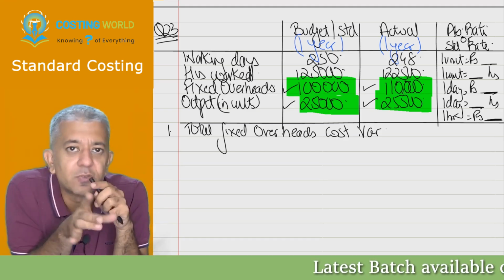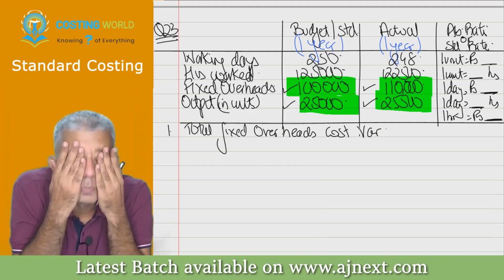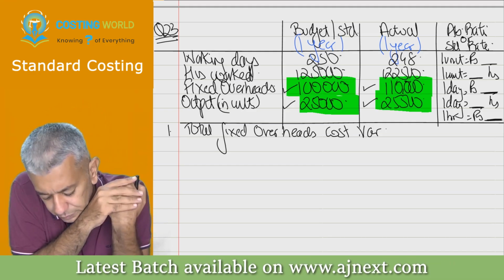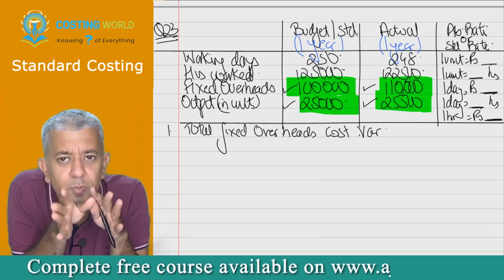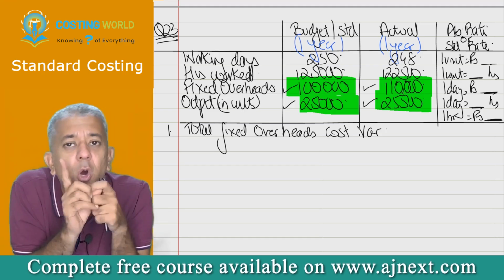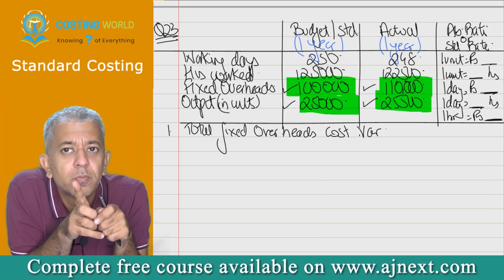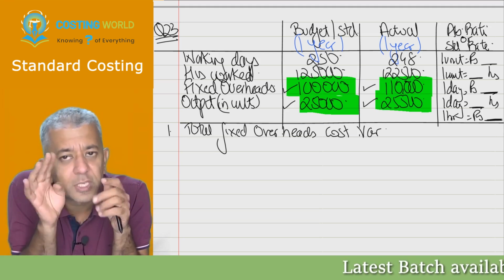But our fixed overheads will be governed by absorption costing. We did so many chapters on absorption costing. There are 6 methods to find out absorption rate. Out of all those methods, in standard costing you will only follow the output method. So these 4 numbers you all see.